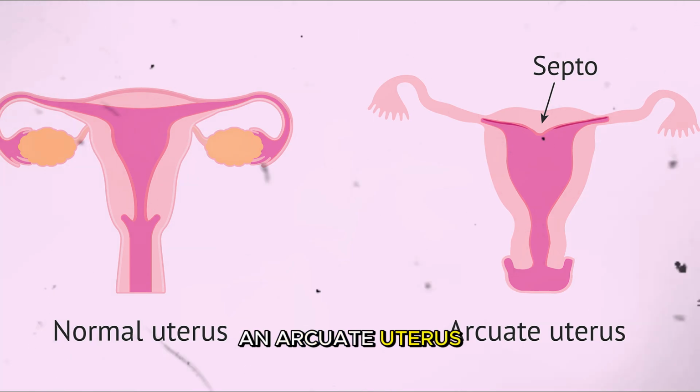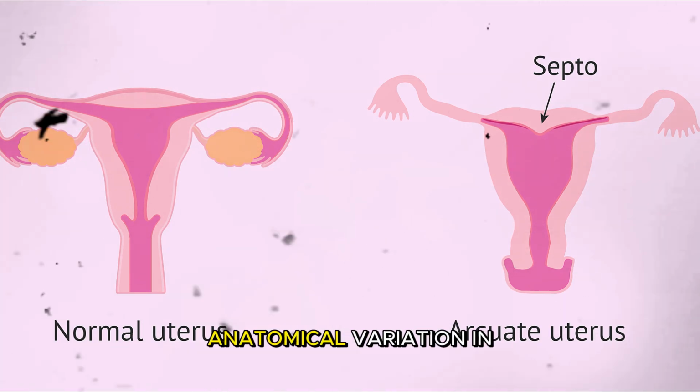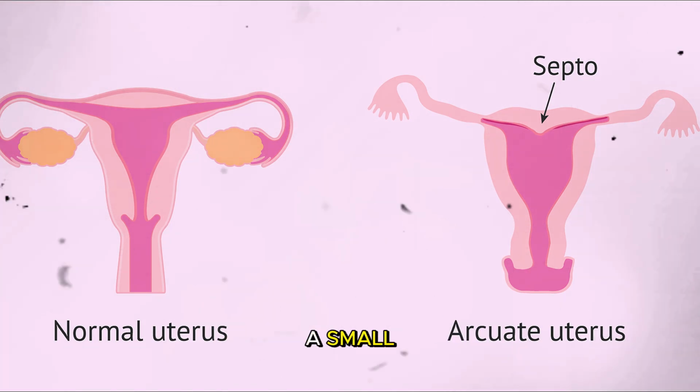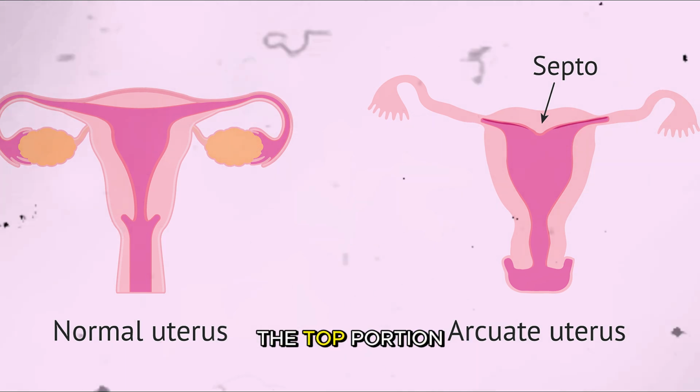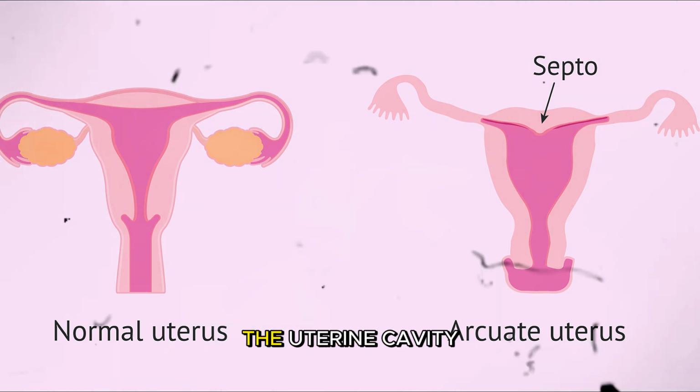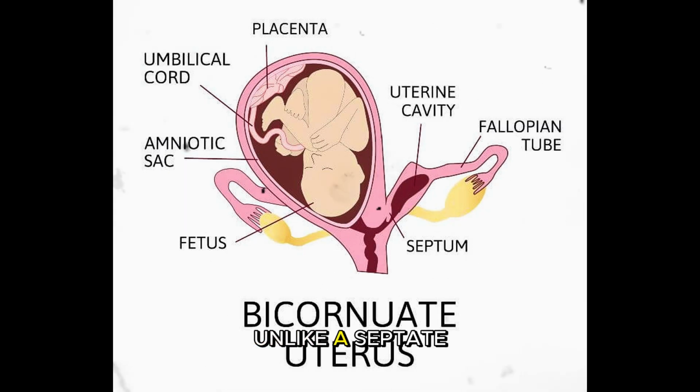An arcuate uterus is considered a mild anatomical variation in which there is a small, smooth indentation at the top portion, or fundus, of the uterine cavity. Unlike a septate or bicornuate uterus, the outer contour of the uterus remains normal, and the indentation within the cavity is shallow and broad, rather than dividing the uterine space.